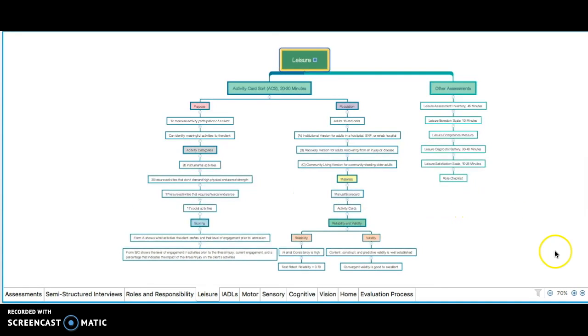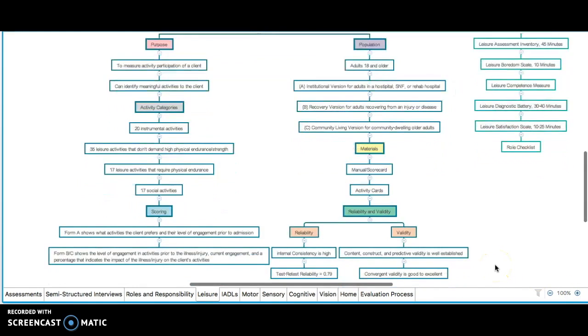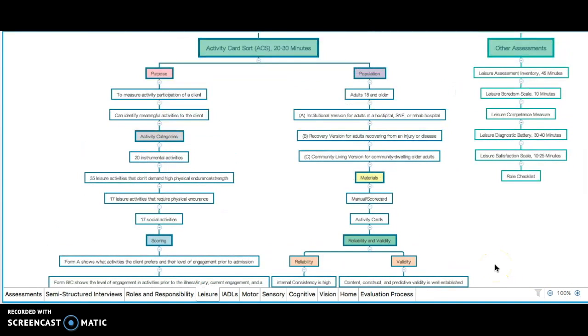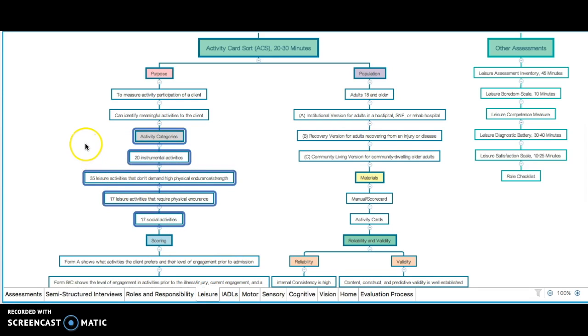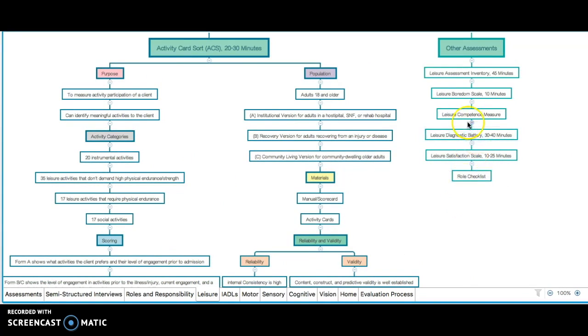We focused on the activity card sort for this concept map. Since there are many categories of cards in this assessment, we believed it was important to mention these categories. On this concept map, we did not list every assessment as a main heading because there were too many. We decided to organize it as a list instead to make it easier for us to read.